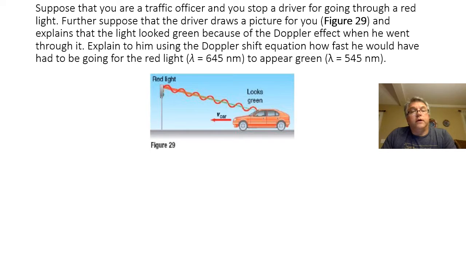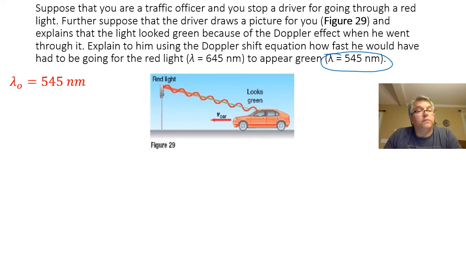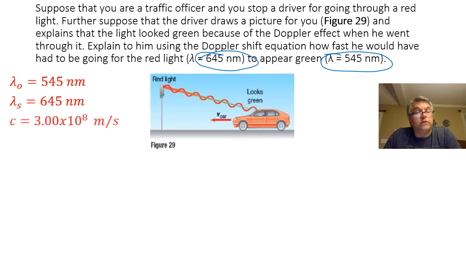So I know that my observed wavelength is going to be 545 nanometers because it tells me that the light appears, or at least the person is saying to the traffic officer that the light is appearing to be green. So that is my observed wavelength. The wavelength of the source, which is the red light, is going to be 645 nanometers. The speed of light, as always, is 3.00 times 10 to the 8th meters per second, and we are solving for velocity. And note here we are given the wavelengths.